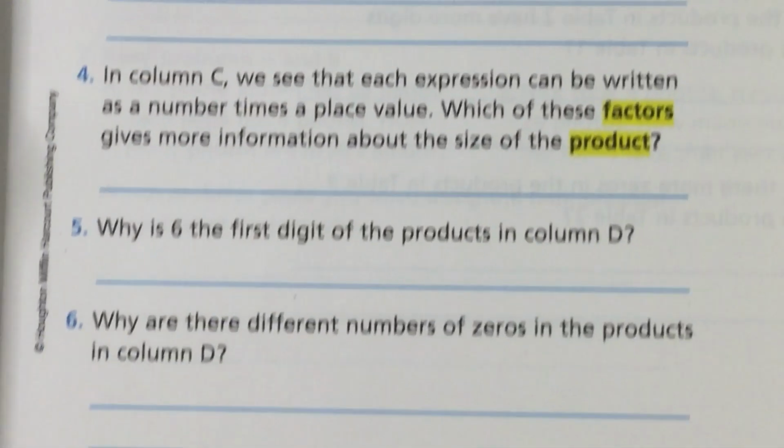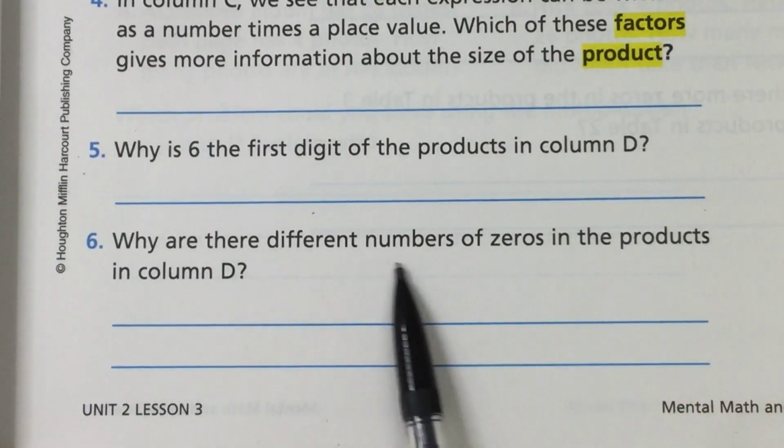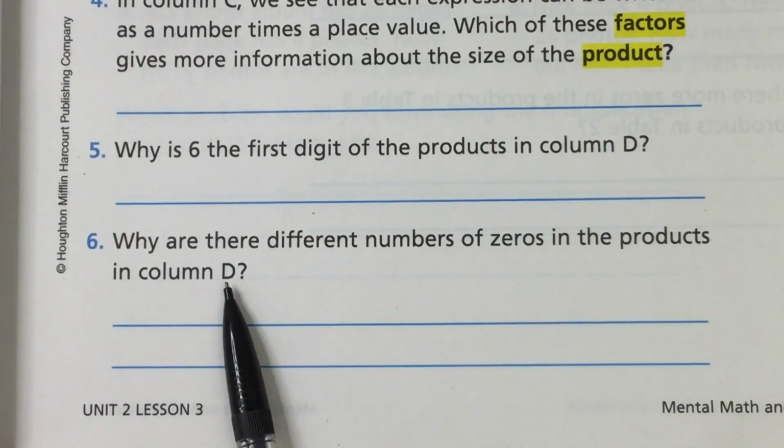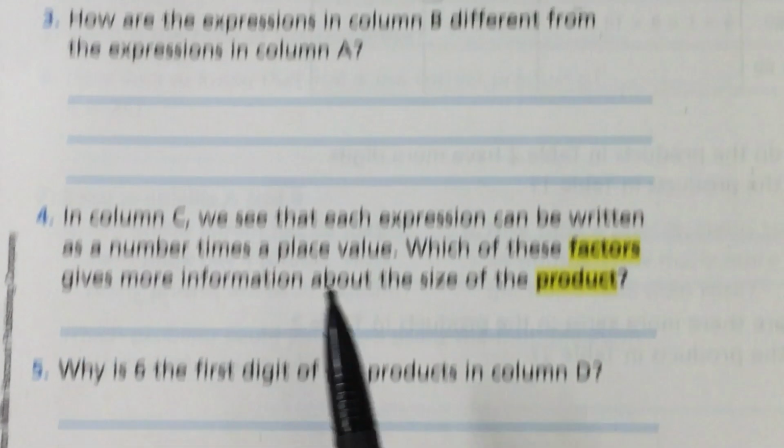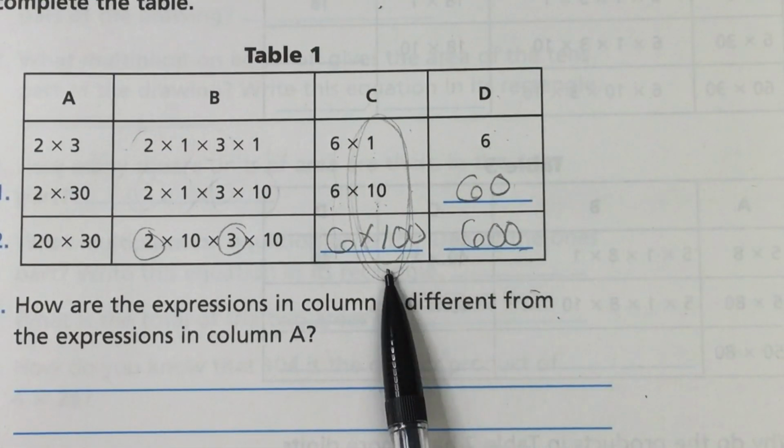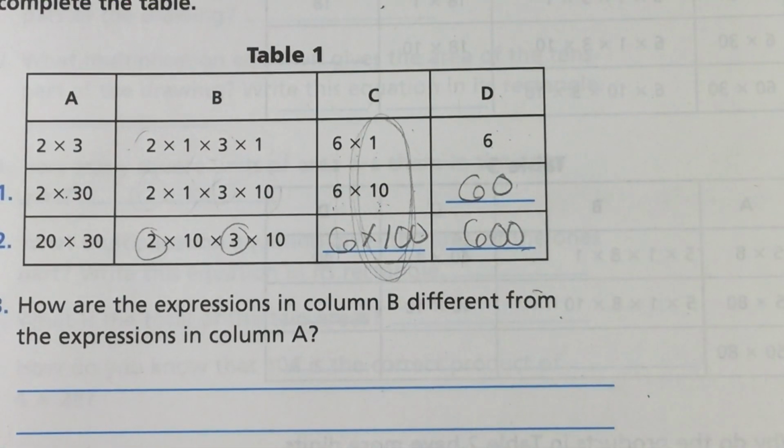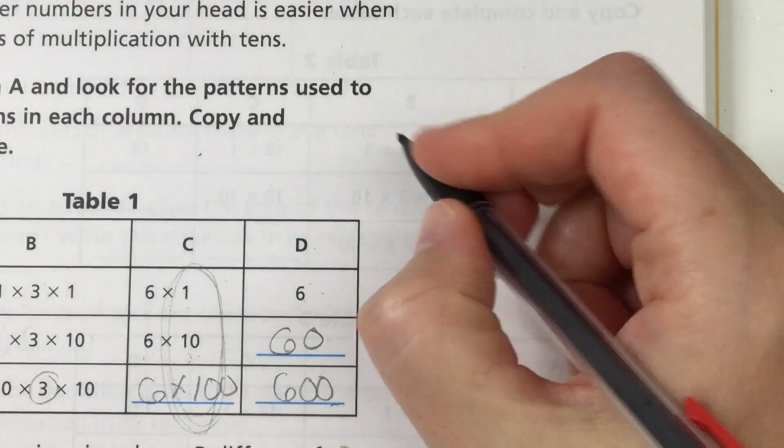And then last but not least down here, why are there different numbers of zeros in the products in column D? Well, that would be because you have different amounts of tens or hundreds that you're multiplying by, which result in different zeros. I think you probably already know this, but let me quickly do something.